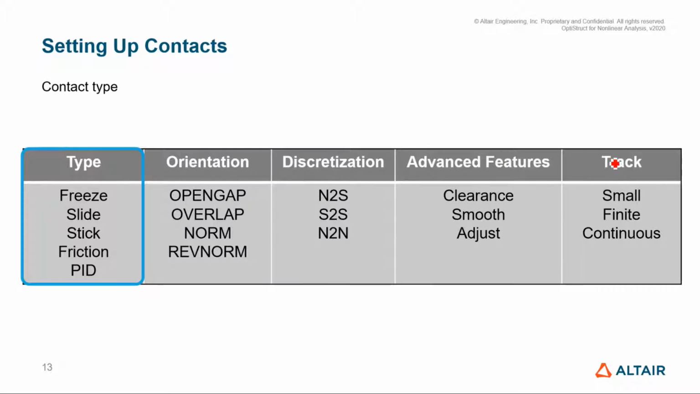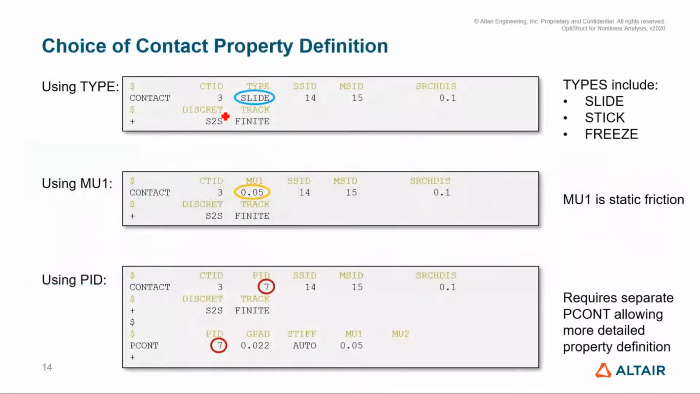So these are the topics that we're going to cover in contact. We first learn about type of contact, the orientation, the discretization, whether it's node to surface, surface to surface, or node to node. Then we have some advanced features like clearance, move, adjust, and also the track, which is important to determine, especially if you are using a very large displacement simulation, right? So we go to them one by one.